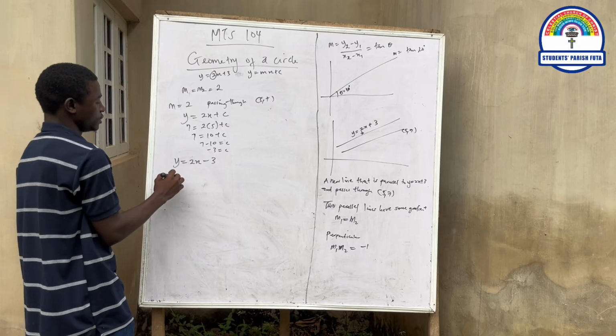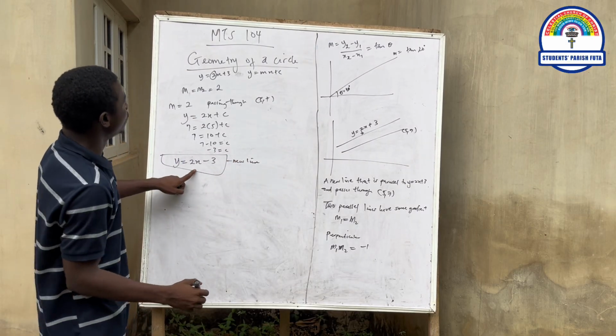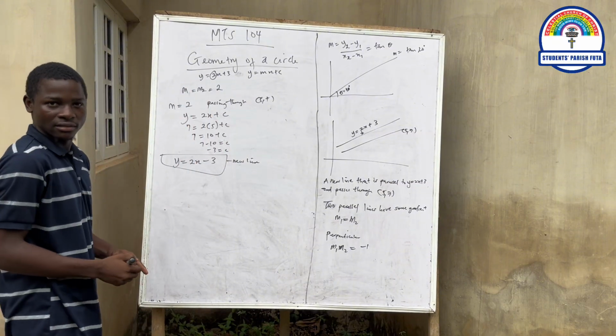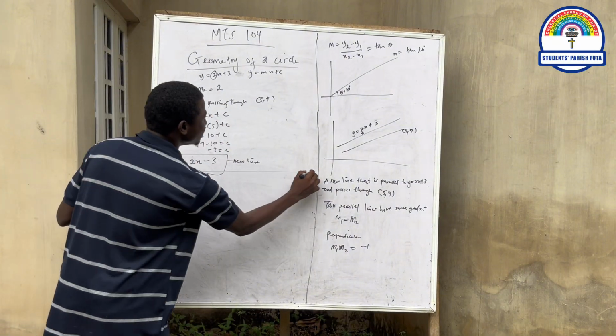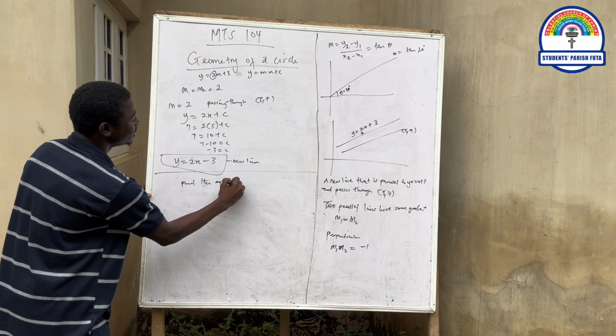That is minus 3. So this is my new line that I'm looking for. It will be parallel to 2x plus 3. Why? Because they have the same gradient. Do you understand?